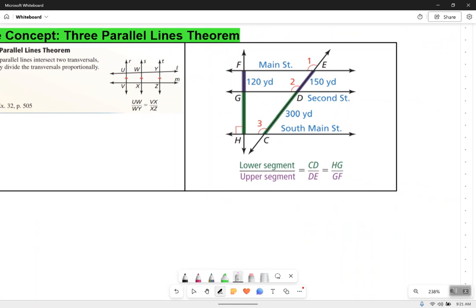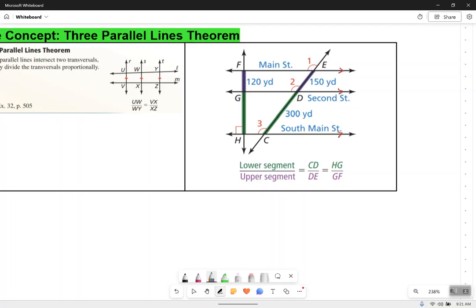You guys see your three parallel streets up there? Looks like Main Street, 2nd Street, and South Main Street. These are my parallel streets, aren't they? Everybody agree with that? They're saying H to G right here. HG over what, kids? FG, that's this one, would have to equal CD over what? DE. And that's under the condition that these are what type of lines right here, kids? They have to be parallel.